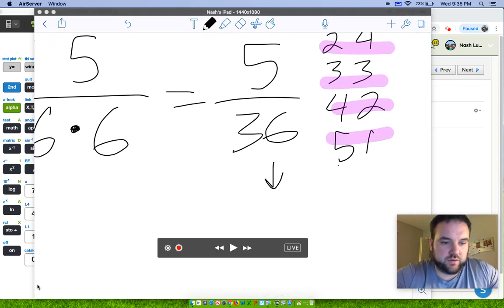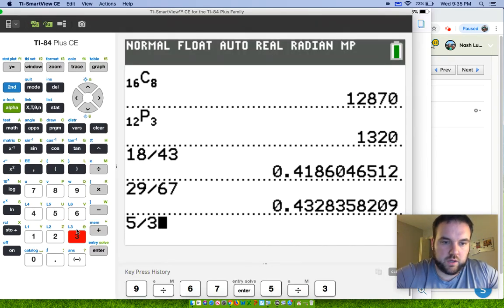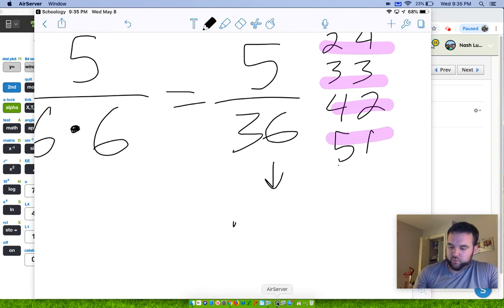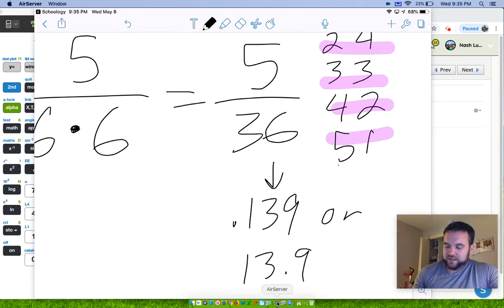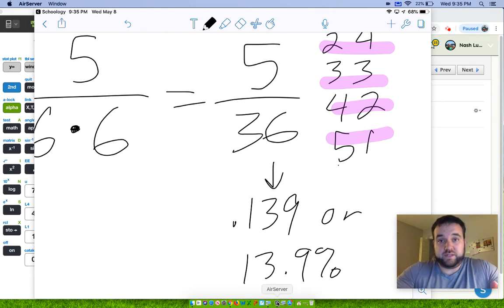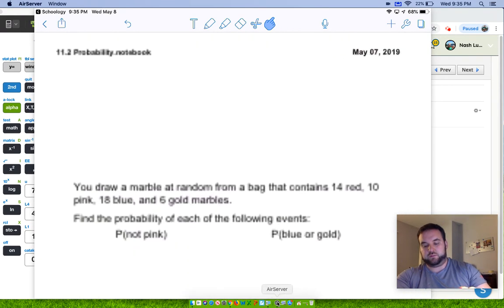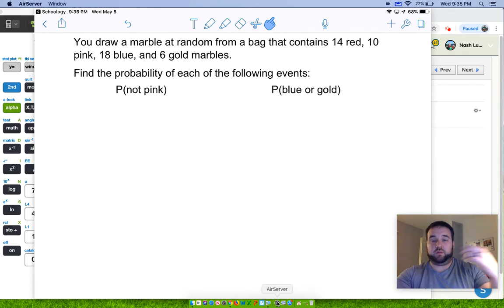5 out of 36 doesn't mean a whole lot to me, so I could easily change it. We usually compare things in percentages, so 0.138, or 13.8%. Technically that would round to 0.139, or 13.9%, is the probability that you roll 2 dice and get a 6. Now, the experimental probability would be different because it depends on how many times you roll the 2 dice and how many 6s you get. So that is our theoretical probability of rolling a 6. Again, I'm just going to keep talking theoretical for a couple more things, and then we'll wrap this up.